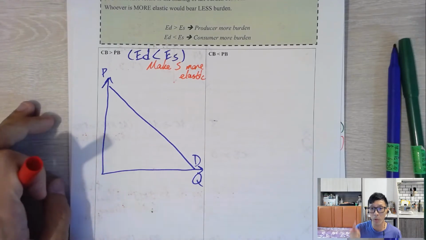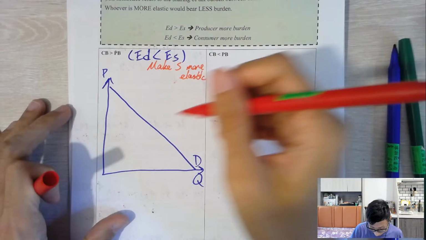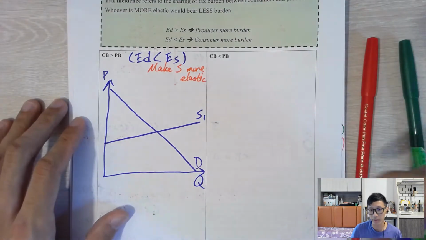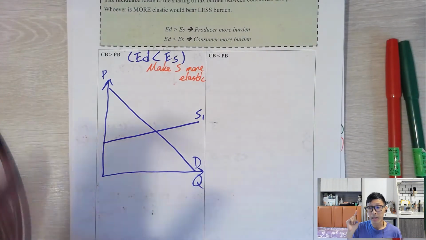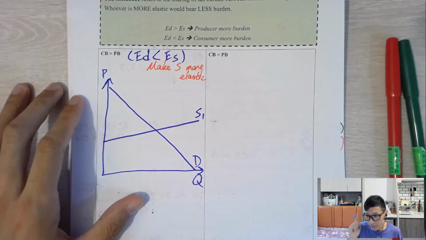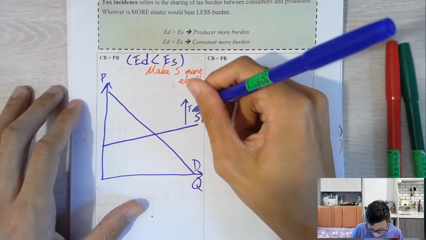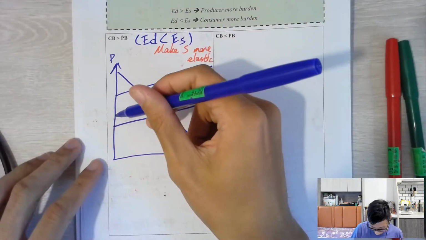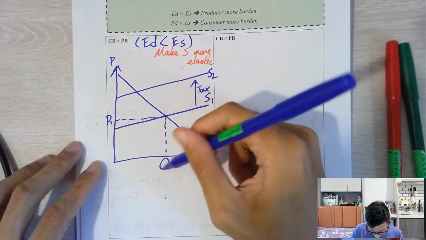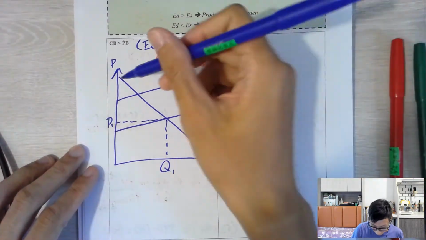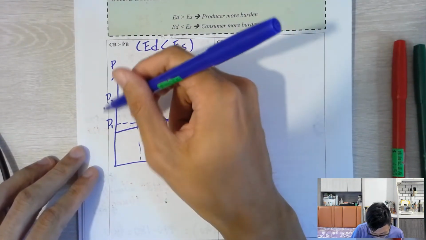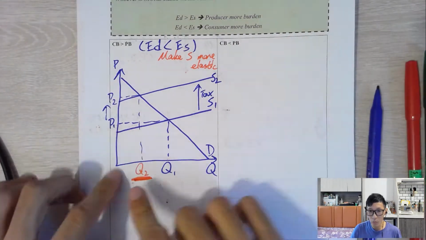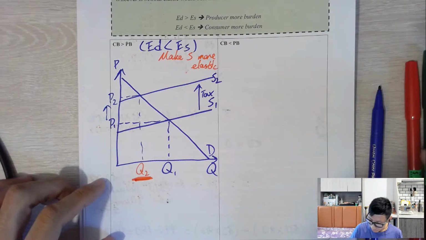Do you remember how to draw an elastic supply? If you remember, it is actually more horizontal. Just draw it flatter. This is S1. Now remember, tax is an upward shift. Shift it more, don't be afraid of it looking ugly. Let's shift it this much. So we shift this very flat supply curve. Now label P1, Q1, but don't highlight them. The important ones to label are these: P2 and Q2. This is very important. Highlight it for yourself, at Q2.